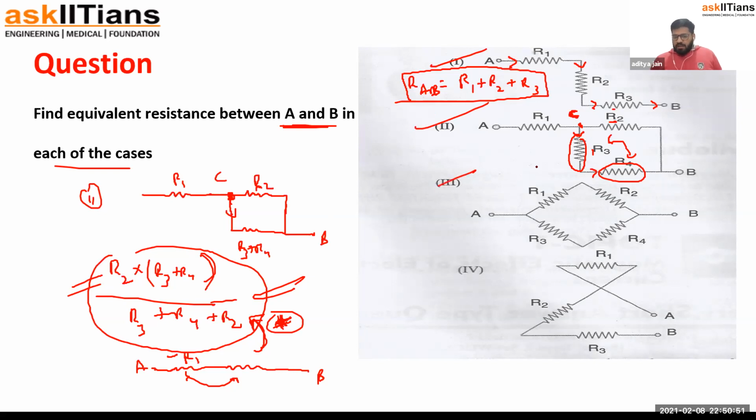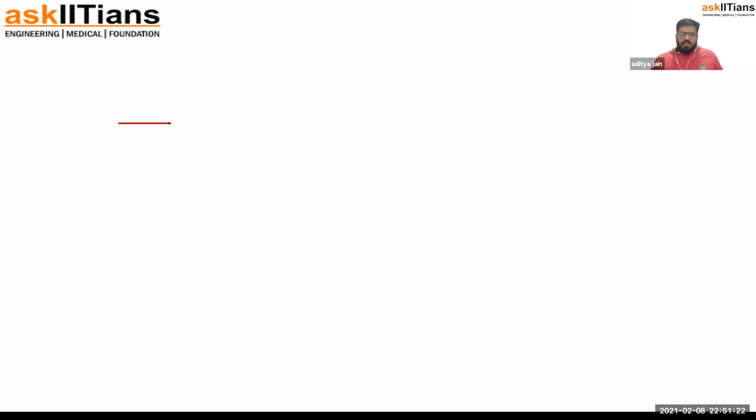Now question number 3. This is a pretty simple question. Now we have developed so much aptitude that you can easily identify it. If we start going from A, there are two paths available, so these two branches are in parallel. From R1, the same current flows through R2, and from R3 the same current flows through R4. So R1 and R2 are in series and R3 and R4 are in series.